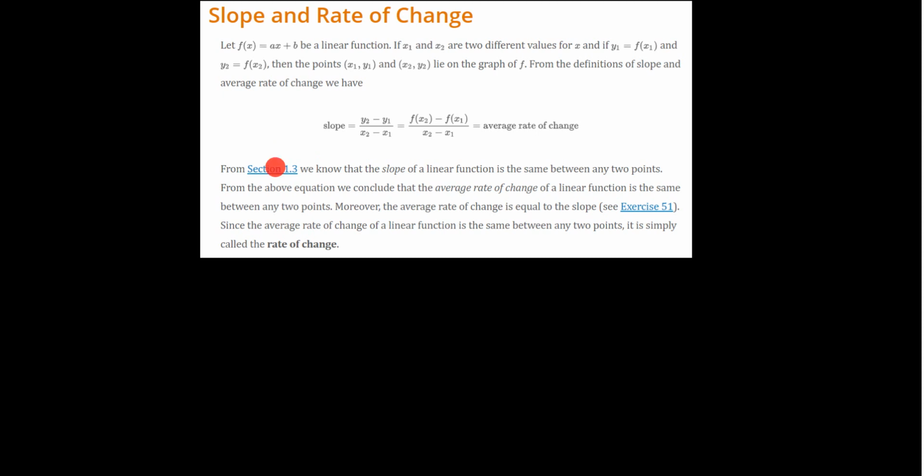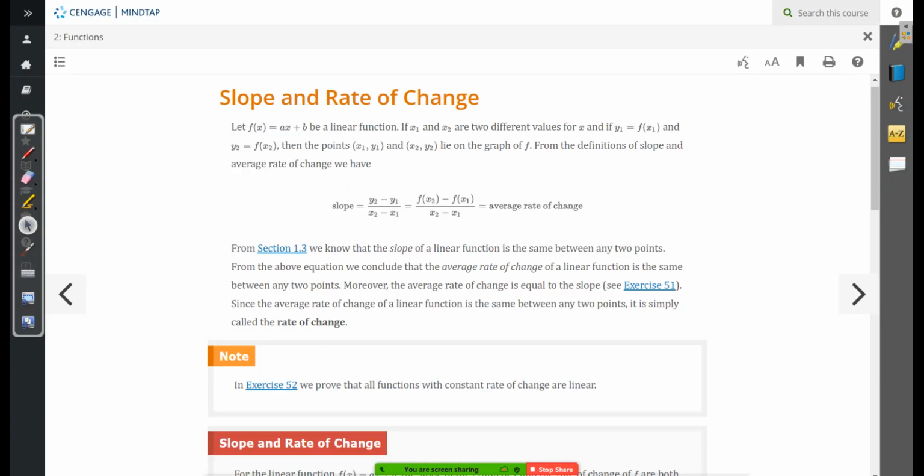But anyways, from section 1.3, we know that the slope of a linear function is the same between any 2 points. Nothing much there. Of course, we have a rate of change. This is nothing new for any of us here.